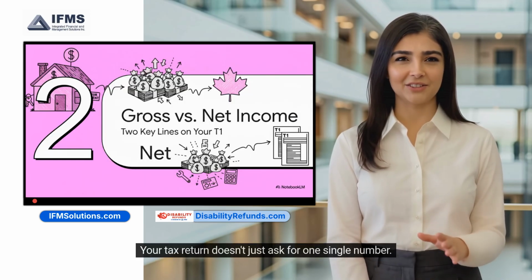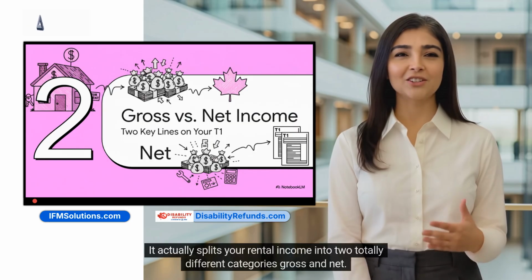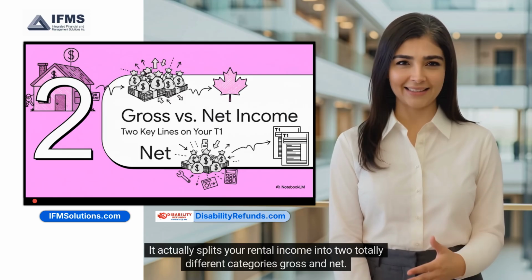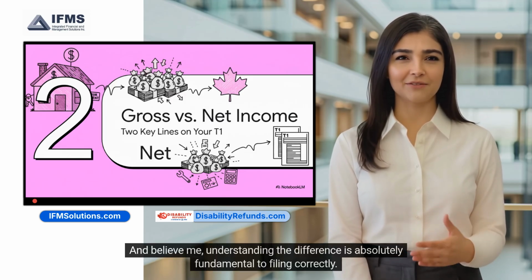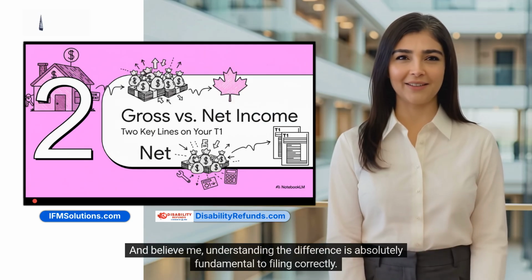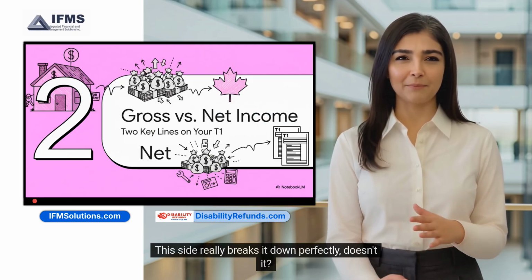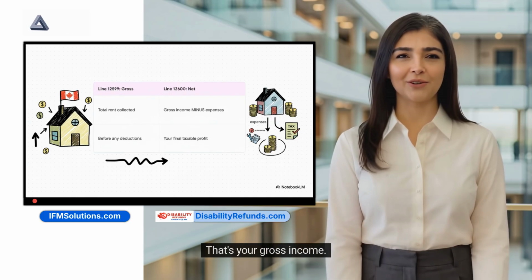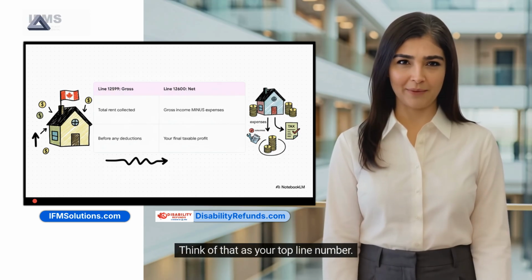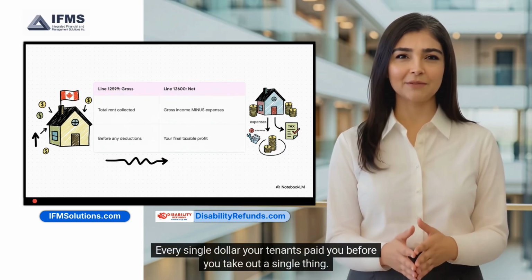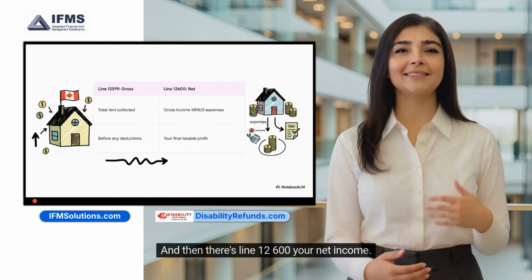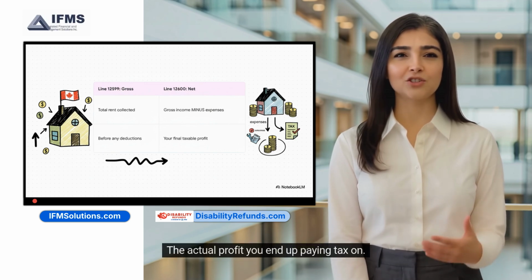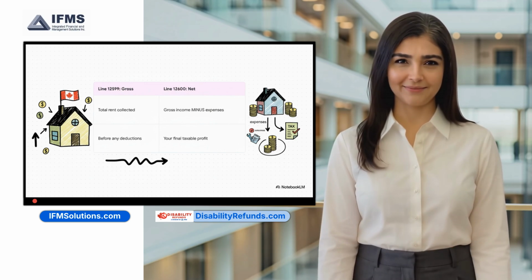Okay, so let's get right to the heart of it. Your tax return doesn't just ask for one single number. It actually splits your rental income into two totally different categories, gross and net. And believe me, understanding the difference is absolutely fundamental to filing correctly. This slide really breaks it down perfectly, doesn't it? So you've got line 12599. That's your gross income. Think of that as your top line number. Every single dollar your tenants paid you before you take out a single thing. And then there's line 12600, your net income. That's the bottom line. The actual profit you end up paying tax on.